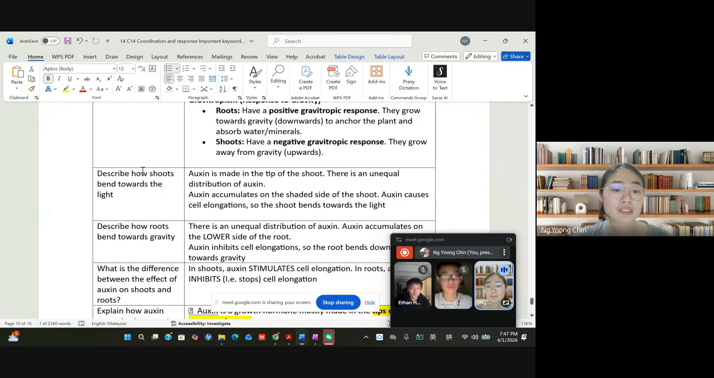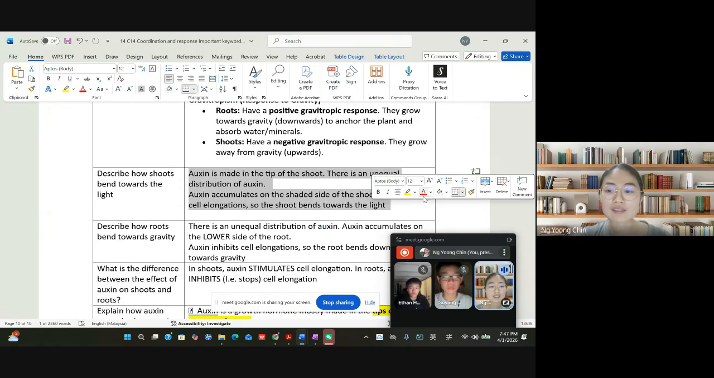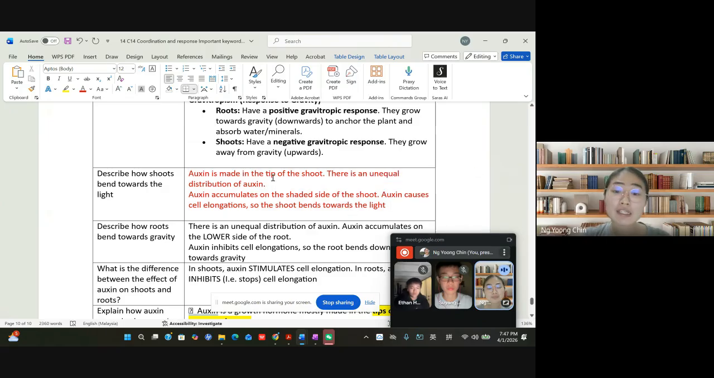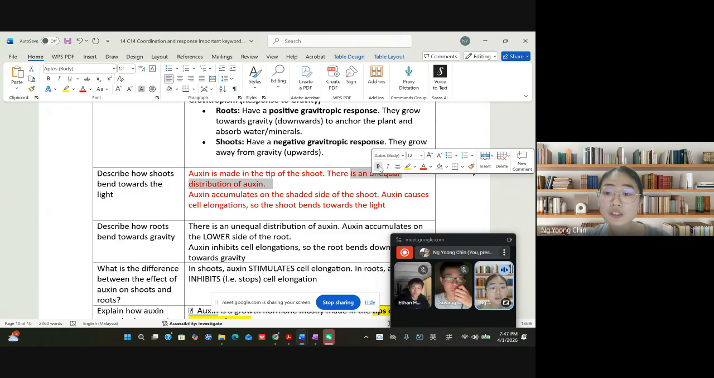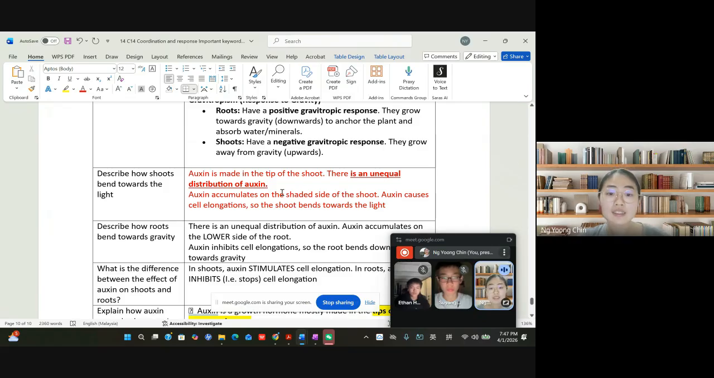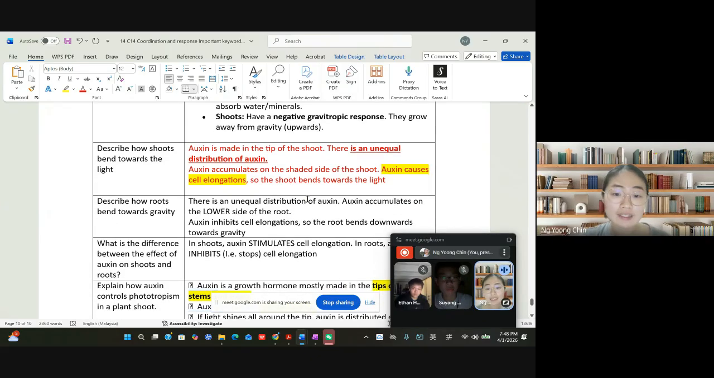Okay, so this is very important. I just highlighted it in red. Auxin is made in the shoot tip and the root tip, and there's an unequal distribution of the auxins. So what happens is the auxins will accumulate on the shaded side of the shoot. And then the auxins will cause cell elongation. See, this is a function, okay? Auxins cause cell elongation. Very important. So whenever auxins are distributed at a region, it will cause the shoot or roots to elongate, 变长. So that's why they can bend towards the light.